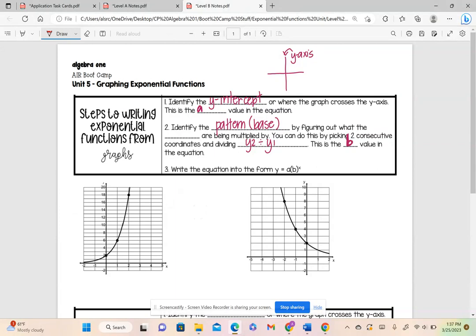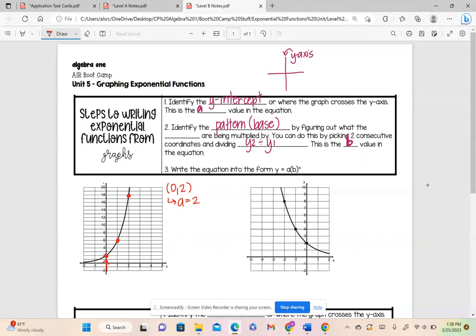So if I'm looking at this first example right here, I have 3 points already given to me. I immediately want to find my y-intercept. That's my y-axis. I know my y-intercept. My y-intercept is at (0, 2). So that means my a value has to be 2. So that's good to go.